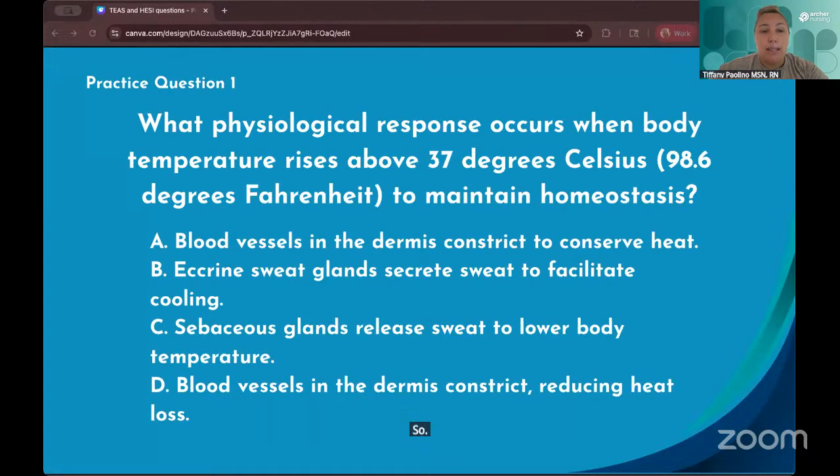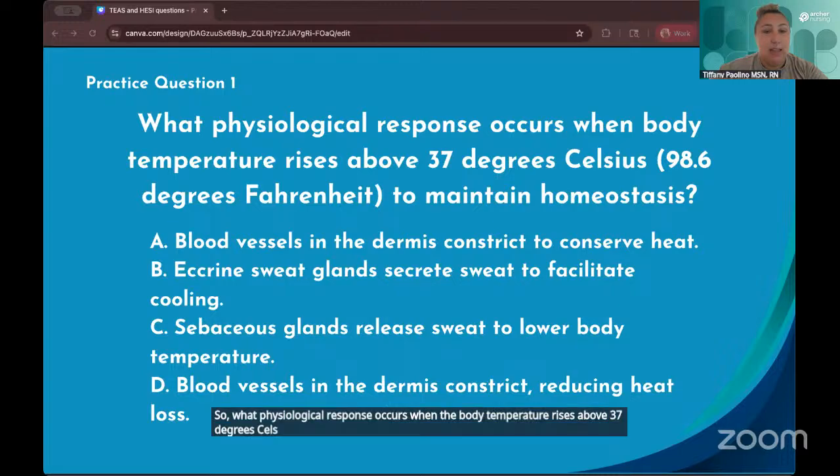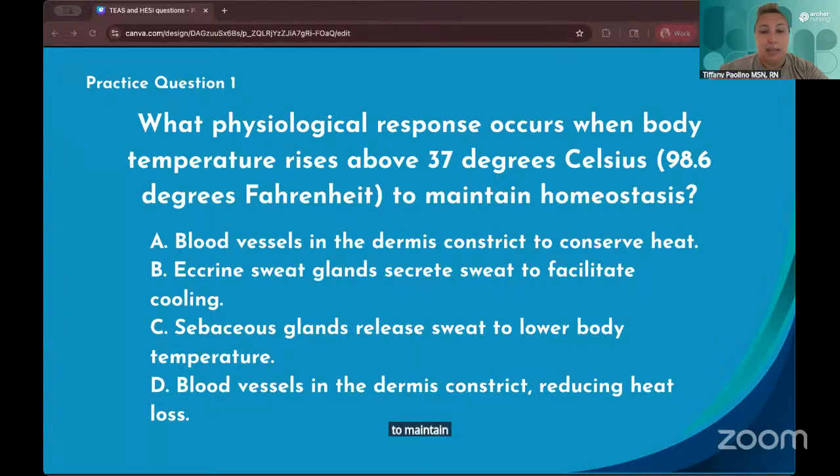So, what physiological response occurs when the body temperature rises above 37 degrees Celsius to maintain homeostasis? So, that's about 98.6 degrees Fahrenheit. Maintaining homeostasis. So, what happens? Take a few moments here. You're doing great.